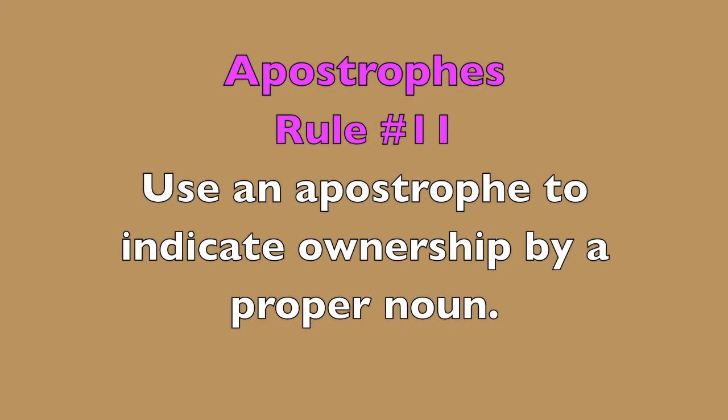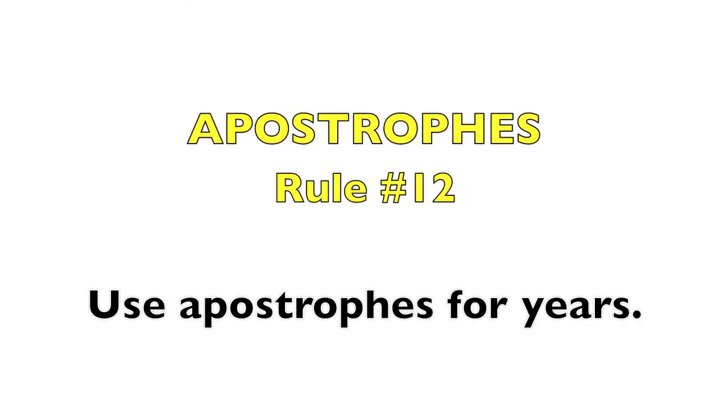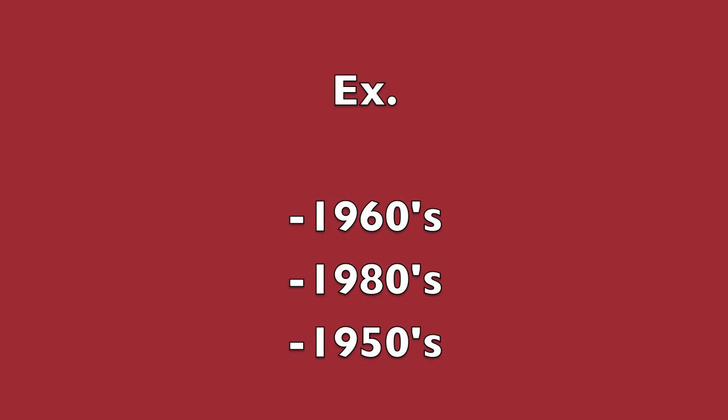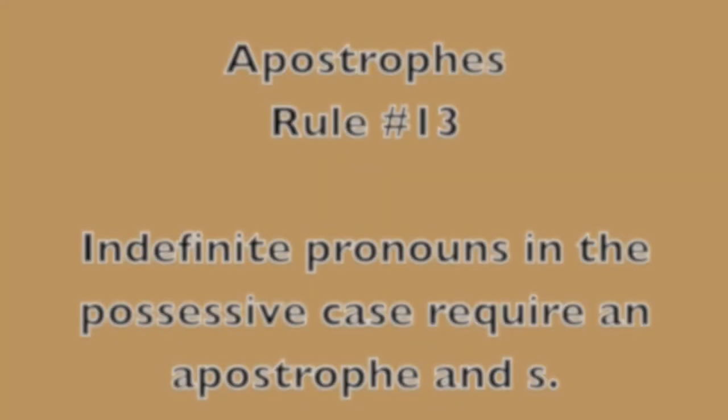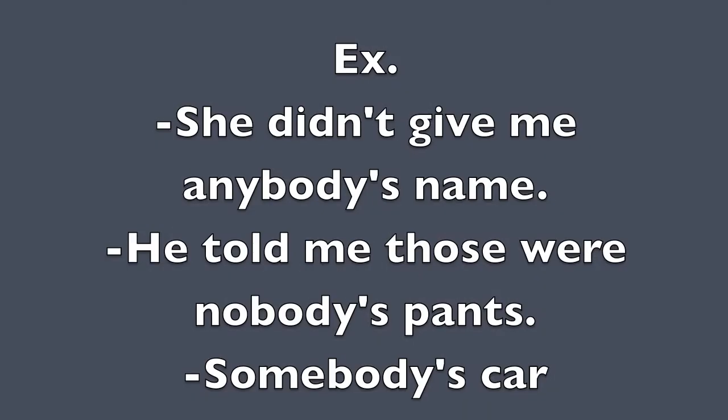Use an apostrophe to indicate ownership by a proper noun. That is Mr. Fish's submarine. Use apostrophes for years. 1960's, 1980's, 1950's. Indefinite pronouns in the possessive case require an apostrophe and s. She didn't give me anybody's name. She told me those were nobody's pants, somebody's car.